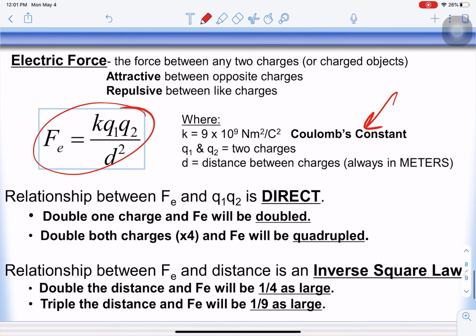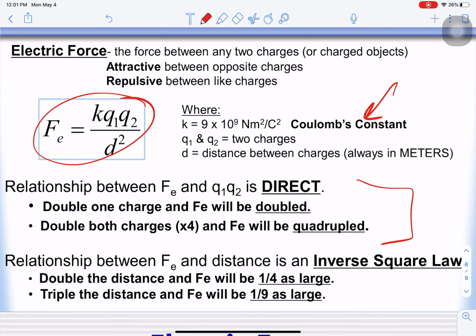All right, so here's a relationship. I broke down the relationship between the force and Q1 and Q2. They have a direct relationship. So if you double Q1, you're going to double the force. If you double both Q1 and Q2, you're going to quadruple the electric force. They have a direct relationship because they're both in the numerator.